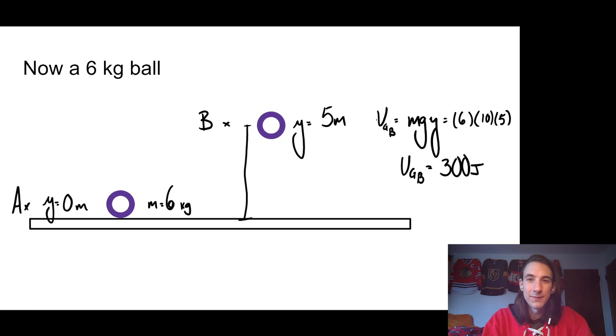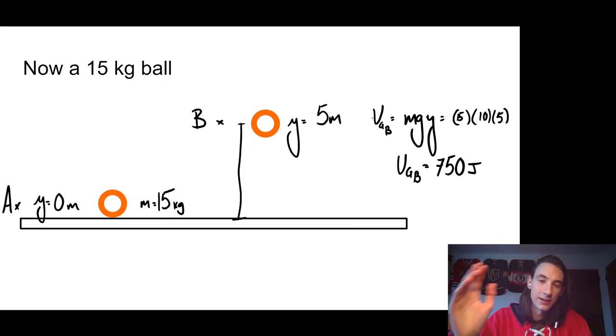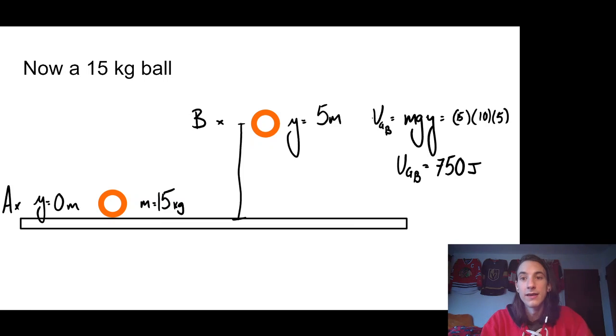And let's do the same thing, but now for a 6-kilogram ball. We lift it up 5 meters, and this ball has a gravitational potential energy of 300 joules. 6 times 10 times 5 meters. So 300 joules of potential energy. And if we did it with a 15 kilogram ball, again, same thing, we lift it up to 5 meters. Now this one has 750 joules of potential energy to do work with.